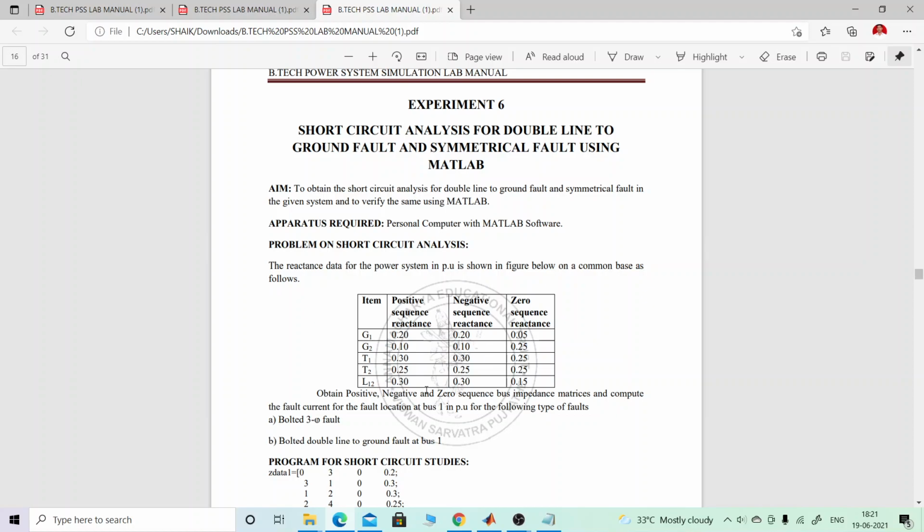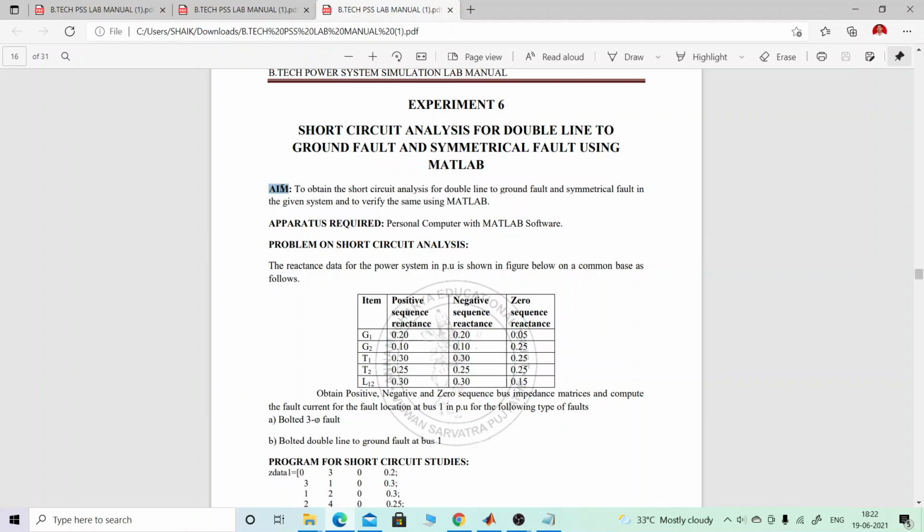So experiment 6 is regarding the short circuit analysis for double line to ground fault and symmetrical fault using MATLAB. That is, double line means LLG and symmetrical means three-phase fault. As you know very well, in the power system, the most dangerous fault is the three-phase fault, and the most frequently occurring fault is the LG fault. So now come to the experiment.